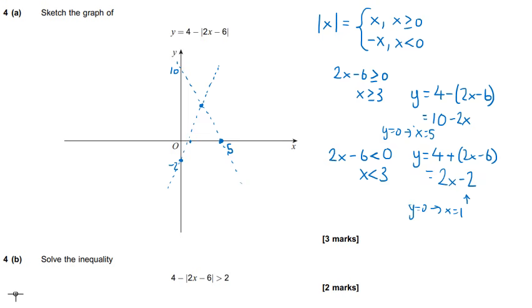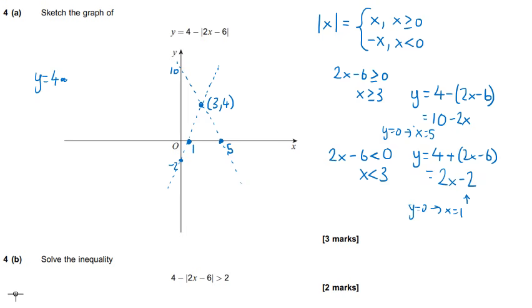If you substitute x equals 3 into the formula, you get y equals 4 minus, well, in both cases minus 0, because it's the same point. So we just get y equals 4. So this is 3 and 4. X equals 3, y equals 4. This point here, we should label that as well. This was x equals 1.